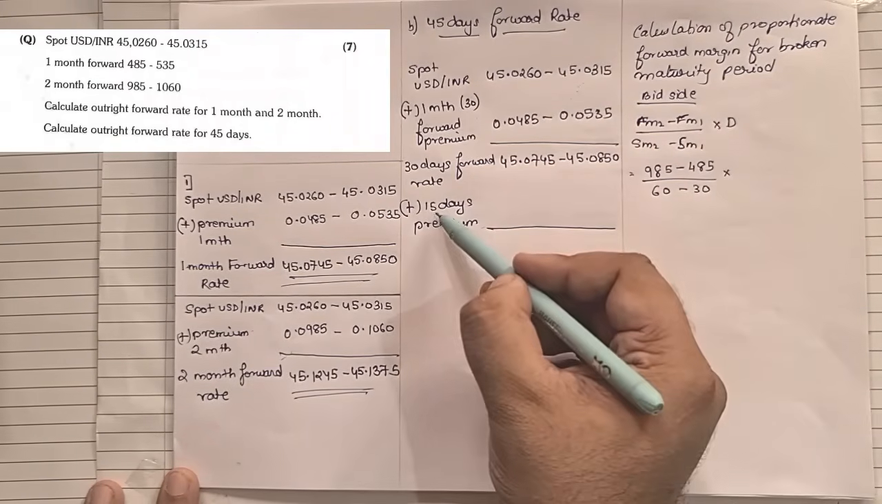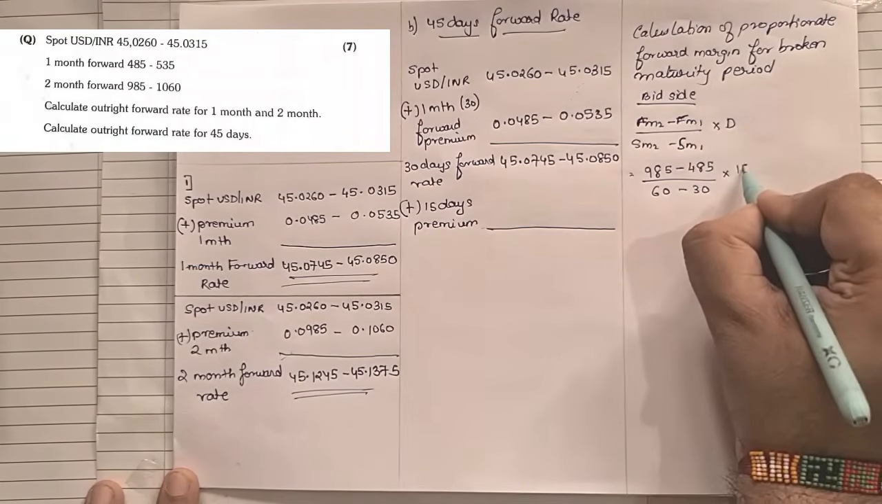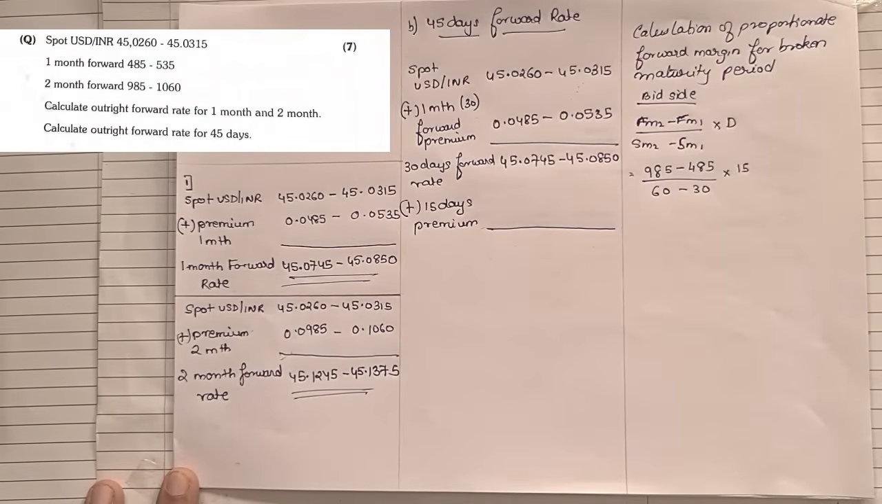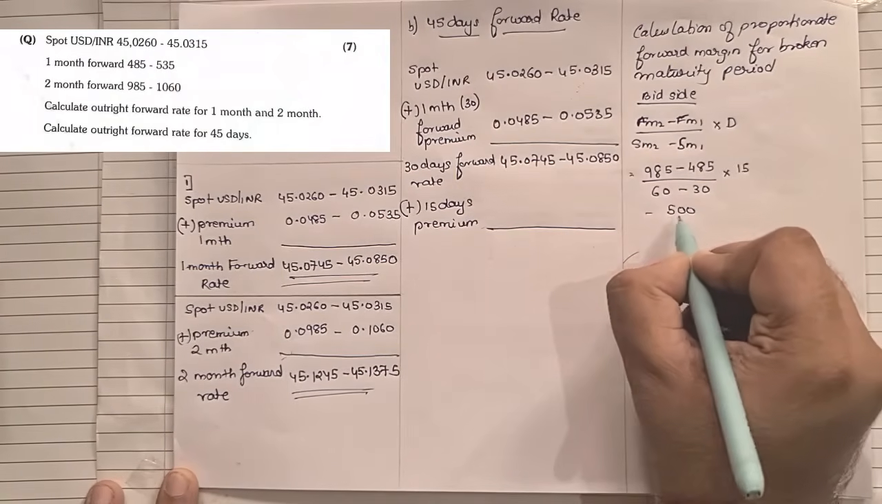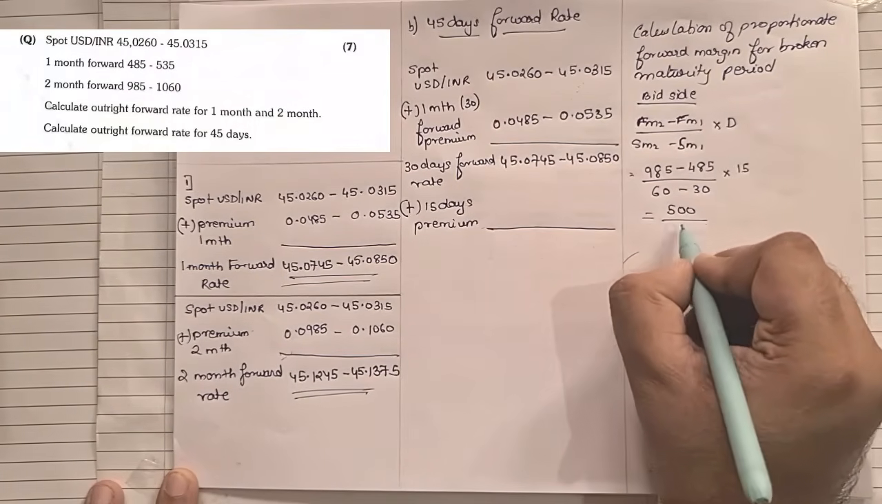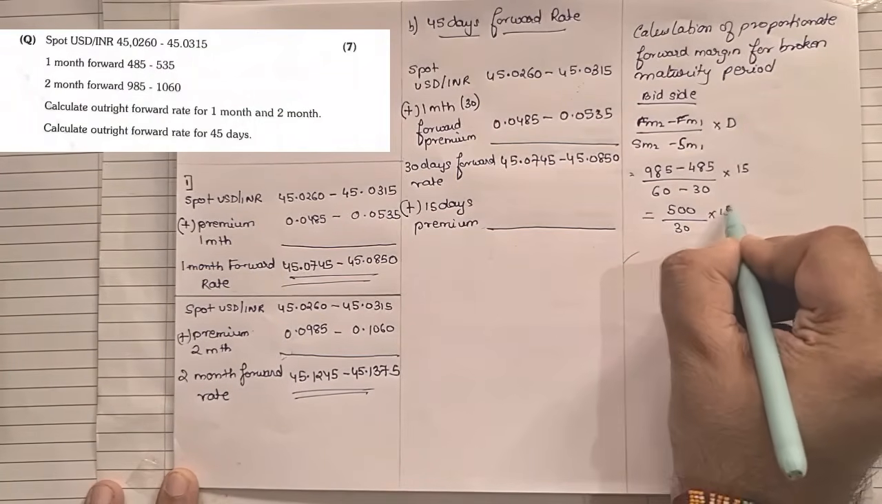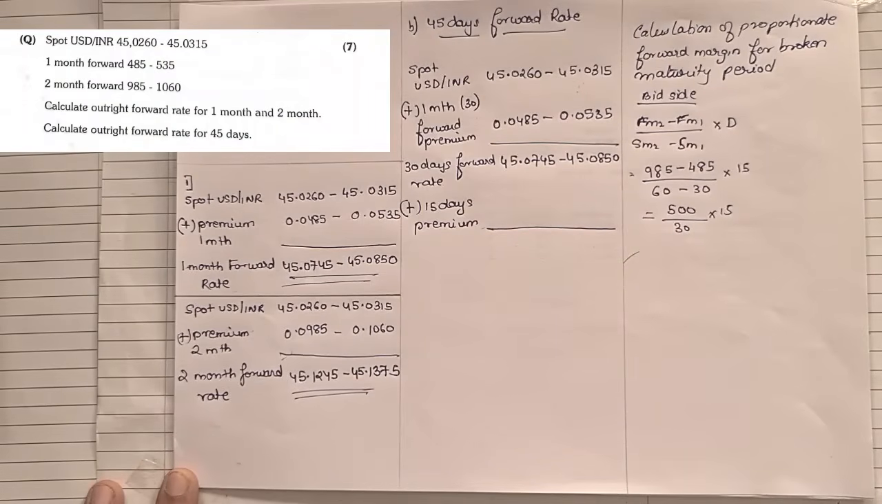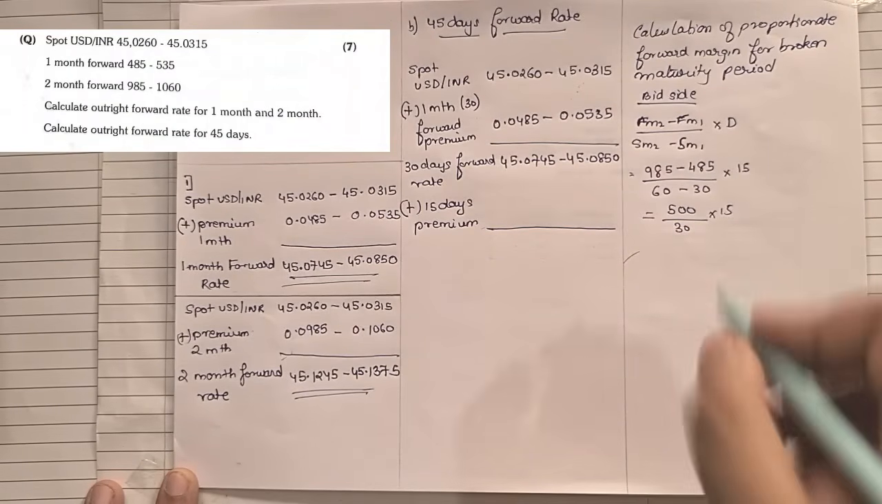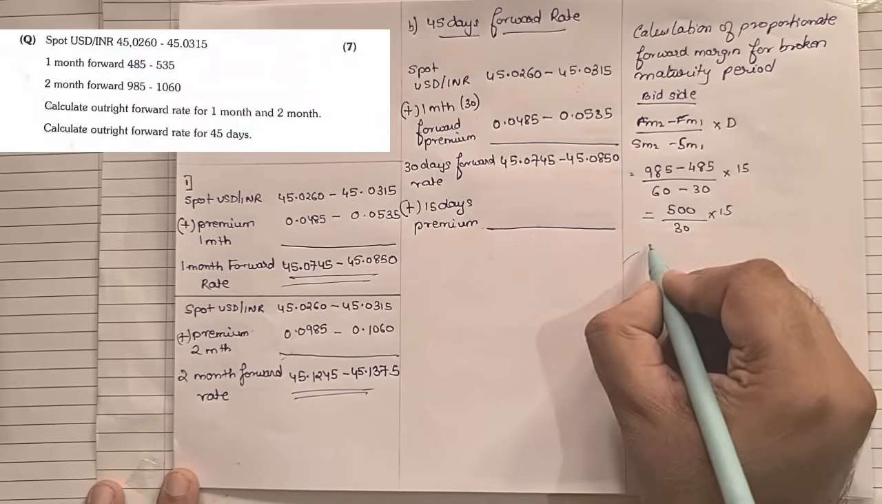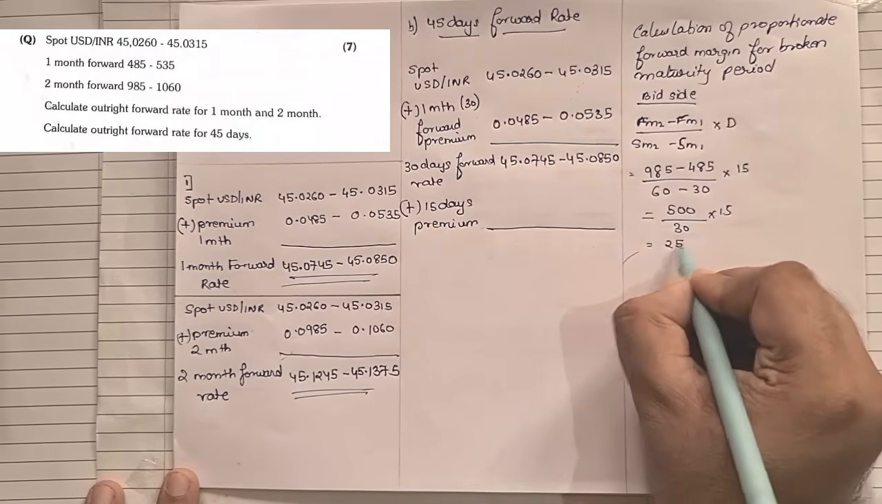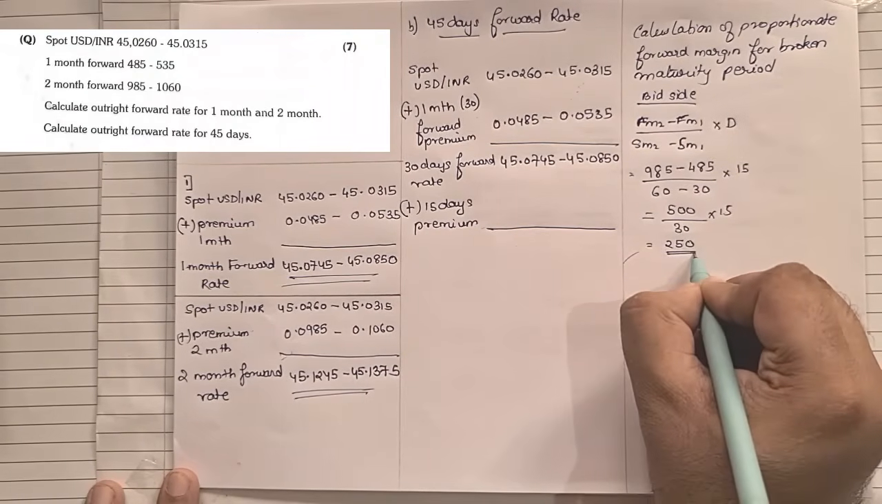How many days do we require? We need 15 days extra. So solving this, I will get 985 minus 485, that comes to 500 upon 30 into 15. So 500 divided by 30 into 15, I will get the value as 249.99. So I round it up to 250 points. So I get this as 250.